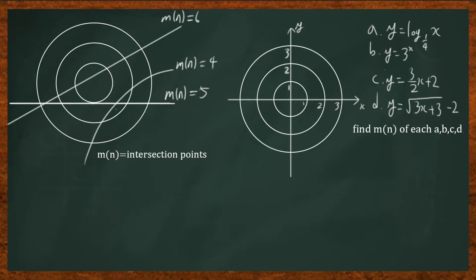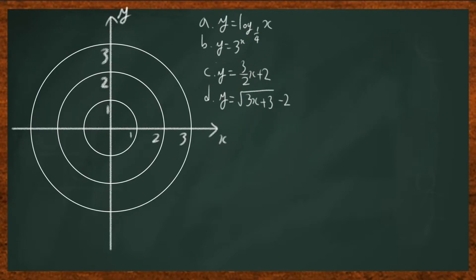So Mn is equal to the intersection points. For example, for this function, the intersection point will be 4, so it is 4. And for this line, the intersection point is 5, so the Mn is 5. And for this other line, the intersection point is 6, so it is 6. We need to find the Mn of each of A, B, C, D.